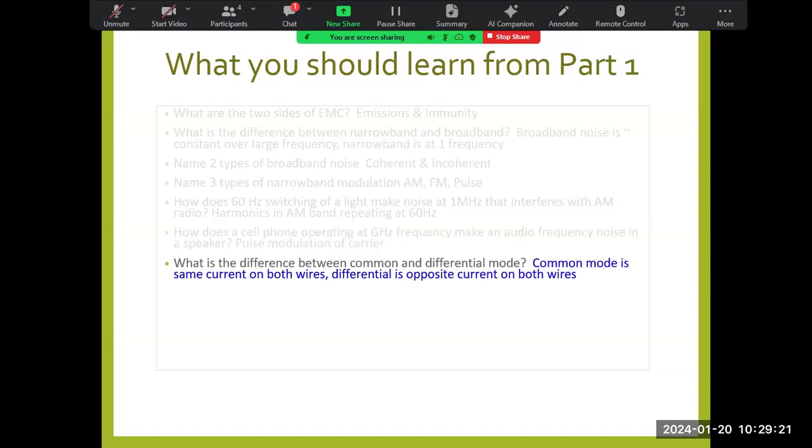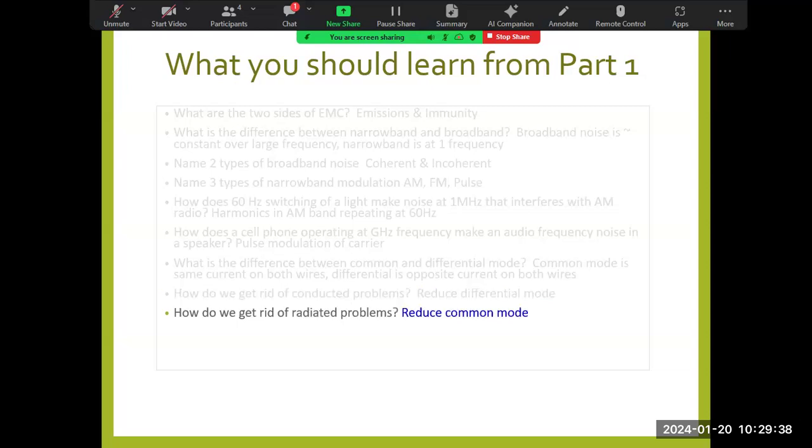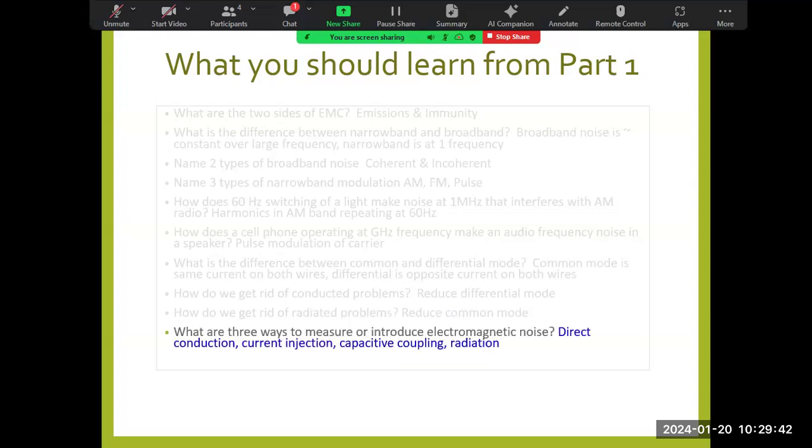Okay, so common mode, you have the same current on both wires. Differential mode, that's what we want because it helps cancel out the signal. How do we get rid of conductive problems? We reduce differential mode, and you can reduce common mode. So how do we introduce noise? Direct conduction, current injection, capacitive coupling, and radiation.